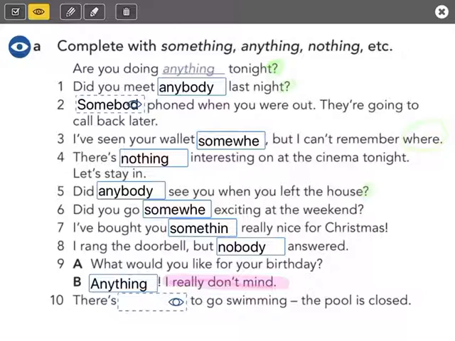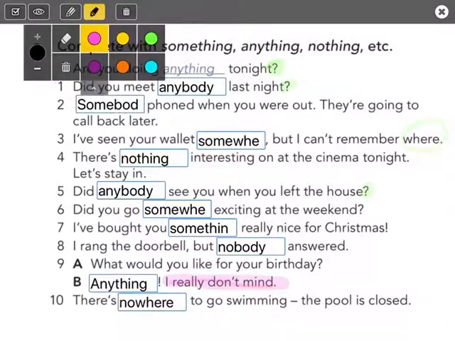What would you like for your birthday? ¿No? ¿Qué te gustaría que te regalase por tu cumpleaños? Lo que sea, cualquier cosa, no importa. I really don't mind. And number 10, there's nowhere to go swimming. The pool is closed. Hombre, claro, si la piscina está cerrada, pues no hay donde ir a nadar. So that is exercise A.